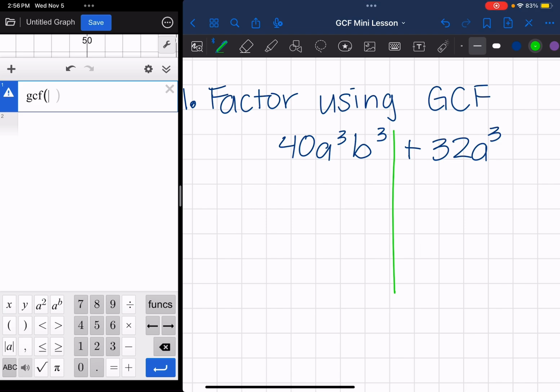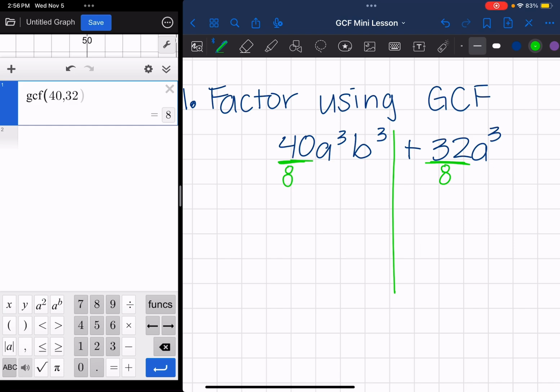So in our Desmos, you'll see I already typed in GCF, parentheses. It does have to be lowercase. And then I'm going to type in 40, 32, because those are my coefficients. And we get a GCF of 8. So that is actually what we're going to divide both coefficients by.